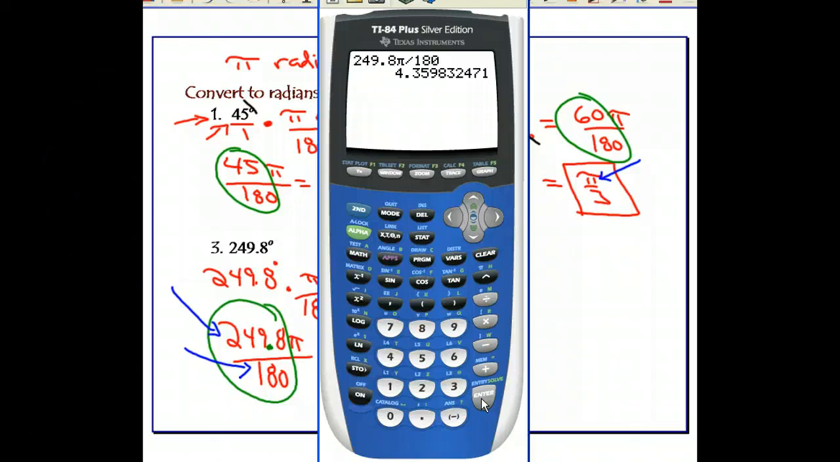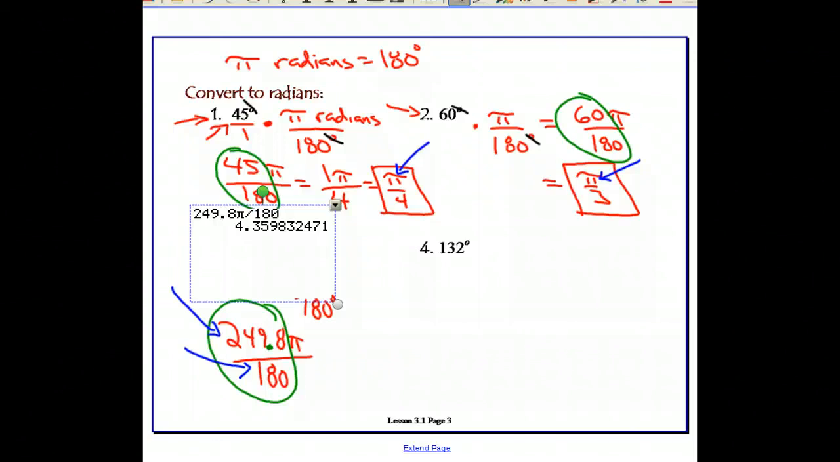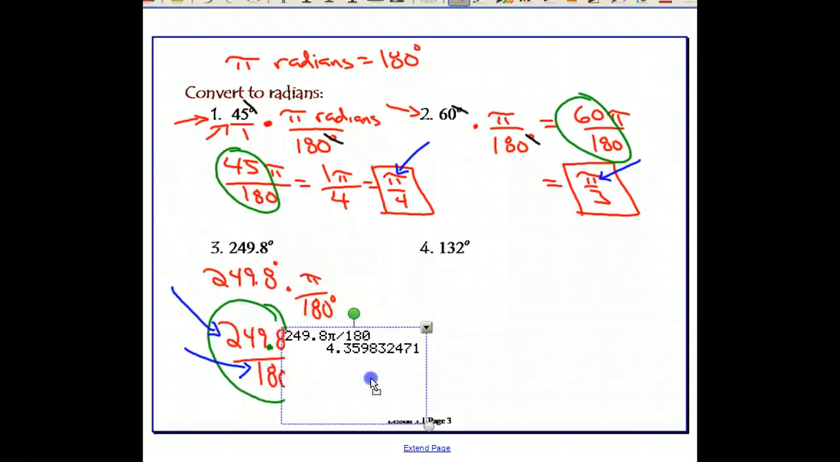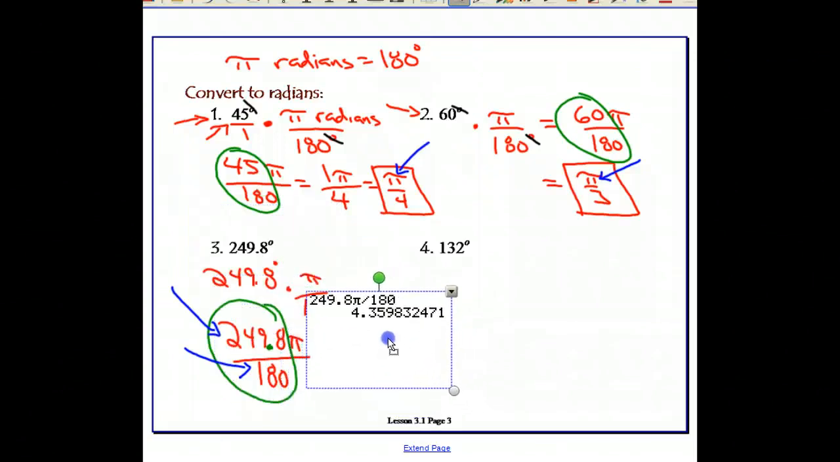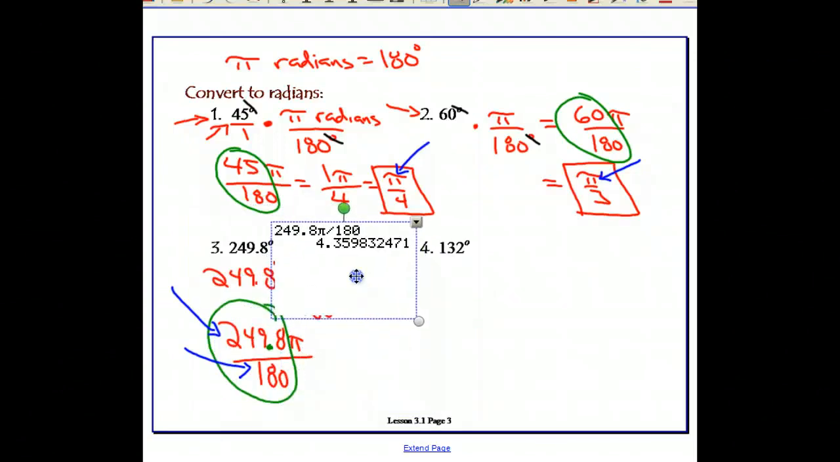And the pi, as you'll notice, is actually already multiplied into this. And that's A-OK. Let me put that somewhere. That's not blocking too much. So I get 4.36 radians. So I've already included the pi in that answer.